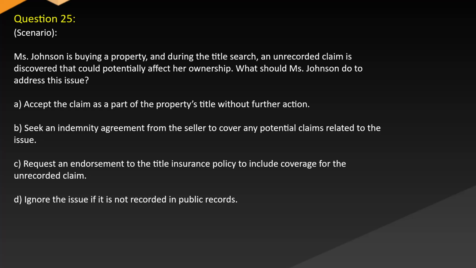Question 25. Scenario. Ms. Johnson is buying a property and during the title search, an unrecorded claim is discovered that could potentially affect her ownership. What should Ms. Johnson do to address this issue? A. Accept the claim as a part of the property's title without further action. B. Seek an indemnity agreement from the seller to cover any potential claims related to the issue. C. Request an endorsement to the title insurance policy to include coverage for the unrecorded claim. D. Ignore the issue if it is not recorded in public records.